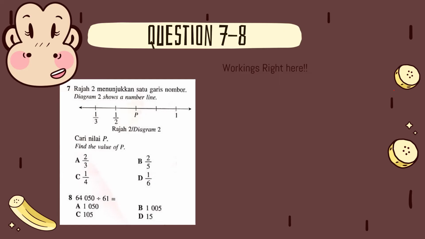Alright, we are in question 7 to 8. Now let's see question 7. Diagram 2 shows a number line. Find the value of P. So P is not given, here is not given, and here is 1. Find the value of P. So here is 1 over 3 and then here is 1 over 2. So what can be here?